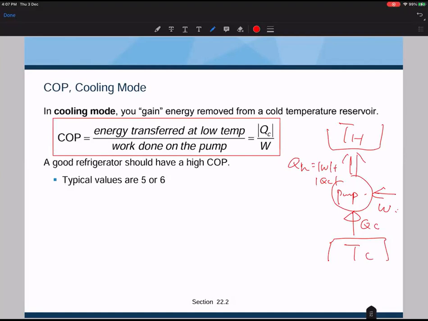So what is the useful output in this case? Of course, when you talk about a refrigerator, useful output is how much you extract from the cold reservoir, QC. What is the input necessary? It is the work done for the refrigerator. So you could see that this is the different definition compared with the heat engine, but the basic concept is still the same. Useful output on the top, necessary input at the bottom.